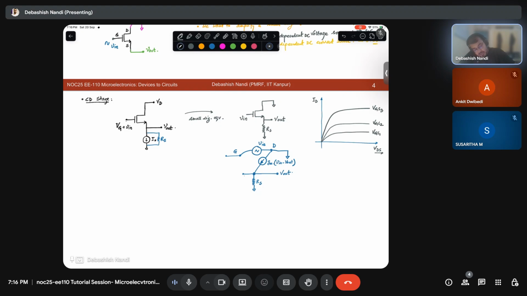Okay, let me just demarcate this for you. So this is some random dashed line. So let's say you are biasing it in this region. Okay. So why is it a current source?